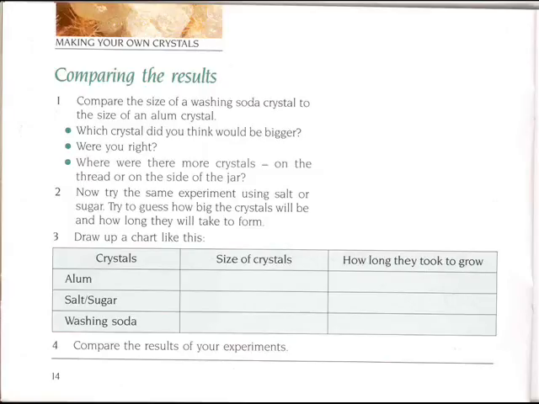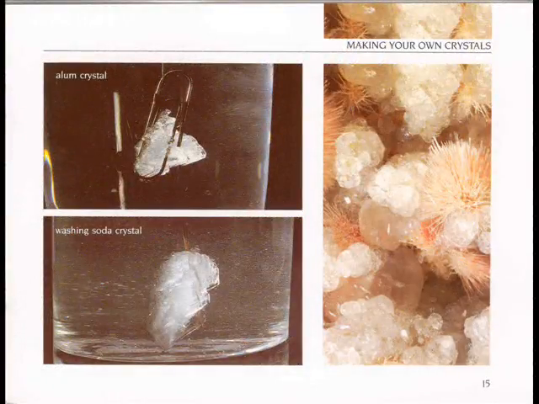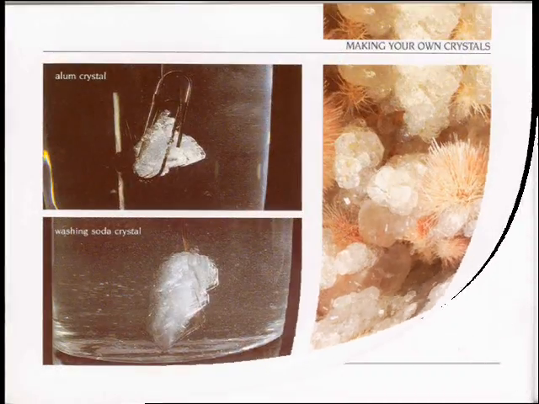Draw up a chart like this. Crystals: alum, sugar, salt, washing soda. Size of crystals, how long they took to grow. Compare the results of your experiment. Alum crystal, washing soda crystal.